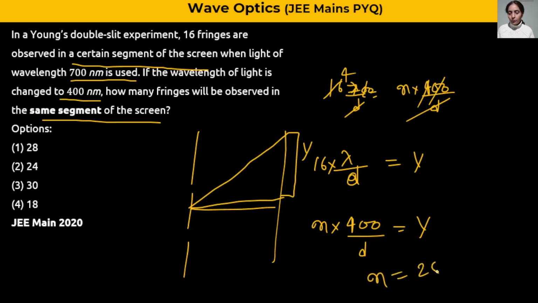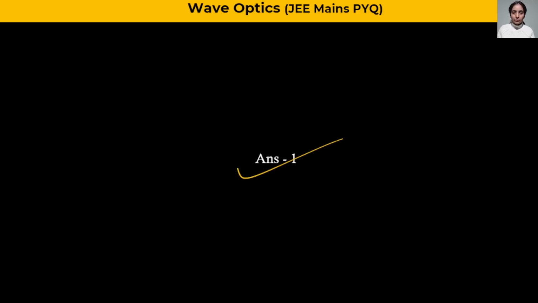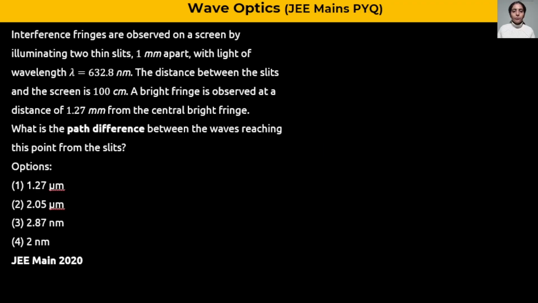So n is equal to 28. Correct answer will be which one? It should be first one. So answer क्या है तुम्हारा? First one. Okay. Let's move ahead.